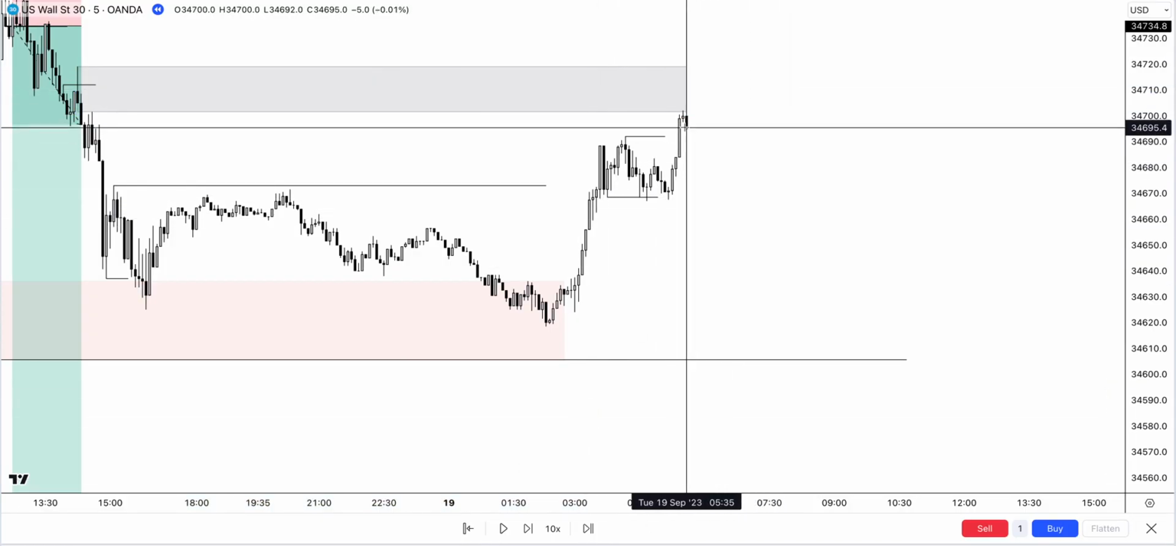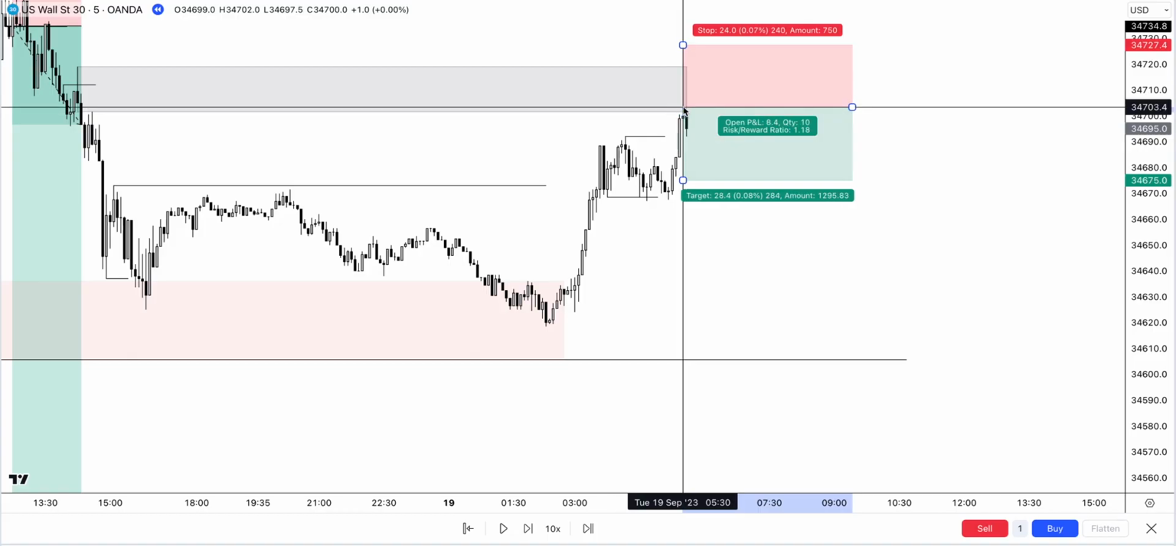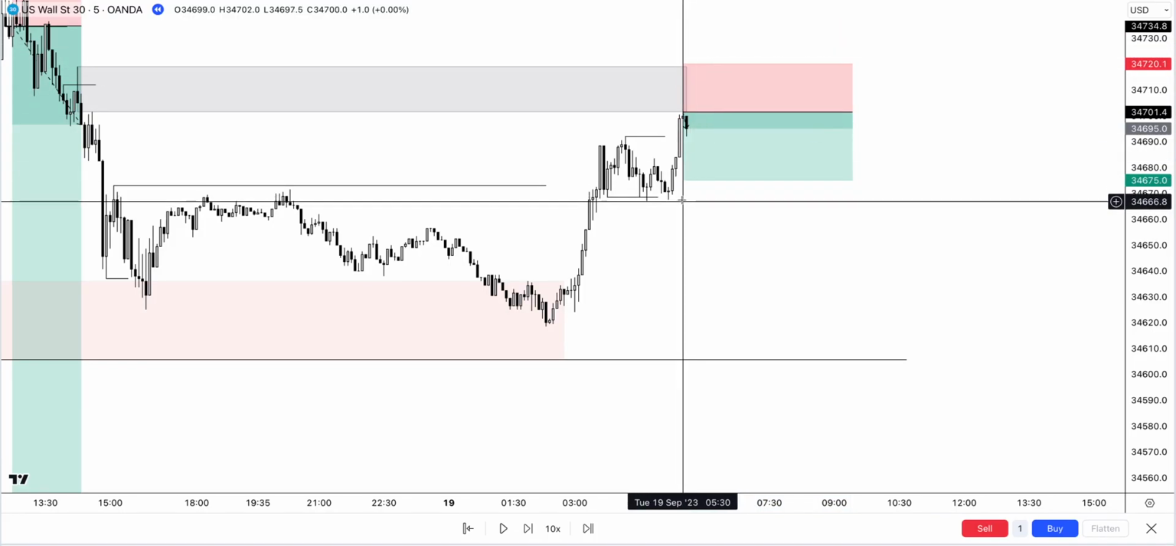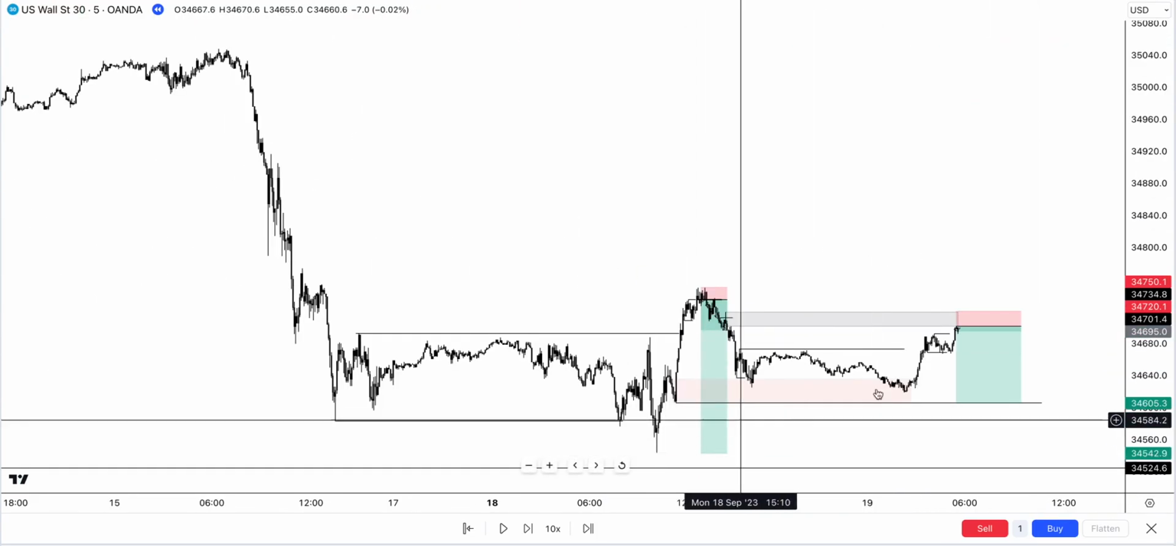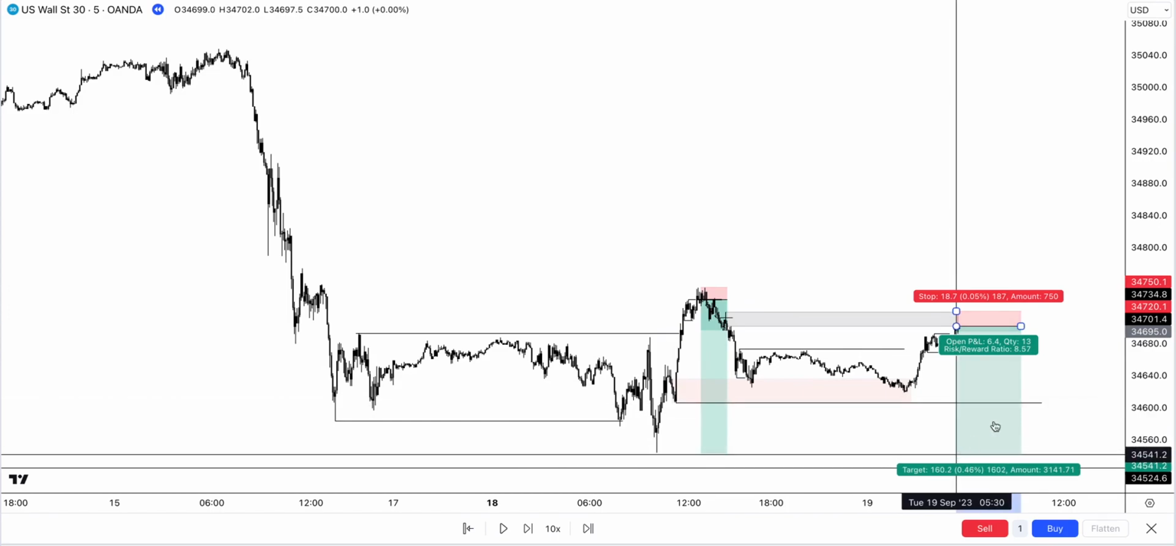This would have been an entry. Unfortunately, it was 5:30 in the morning. I'm not up yet. But that would have been an entry here. And you could have targeted here and then the lows down here. Okay.